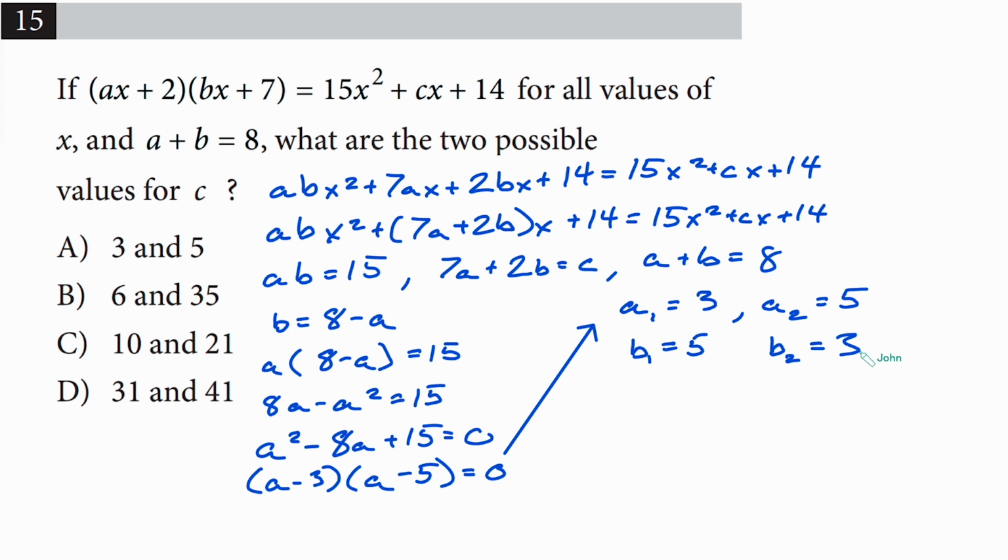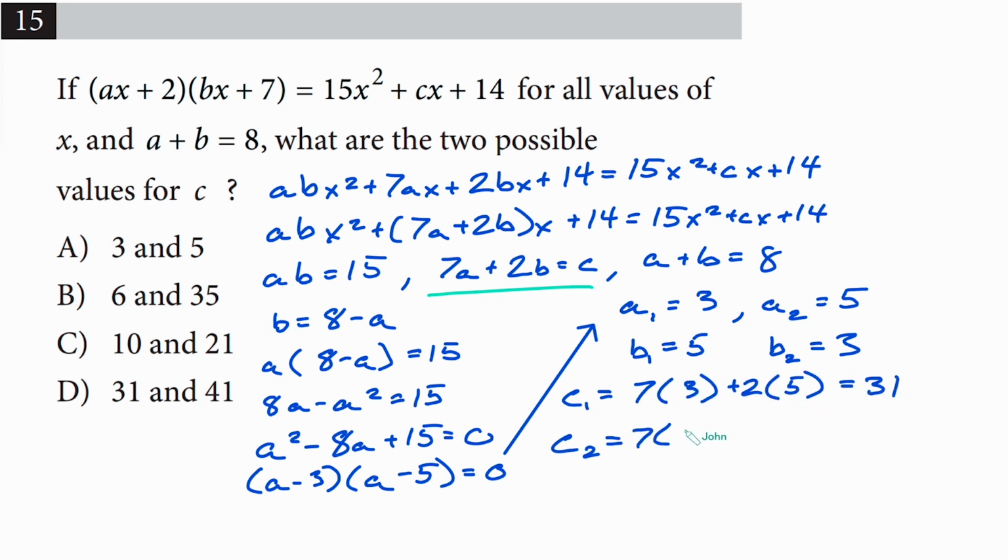In any case, going back to this middle equation, c could be 7 times 3 plus 2 times 5, which is 31, or 7 times 5 plus 2 times 3, which is 41.